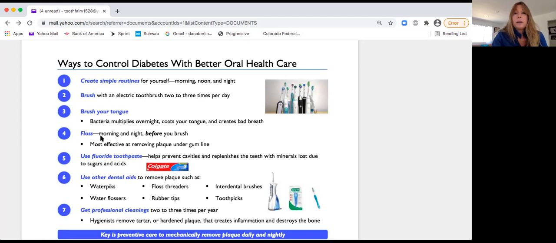Also at night, you want to floss again, also removing plaque, but you're also removing food debris. And you don't want that sitting between your teeth all night long because that will create cavities.